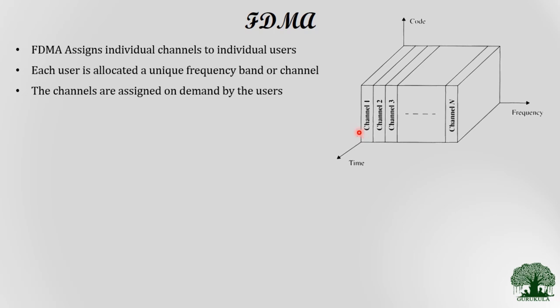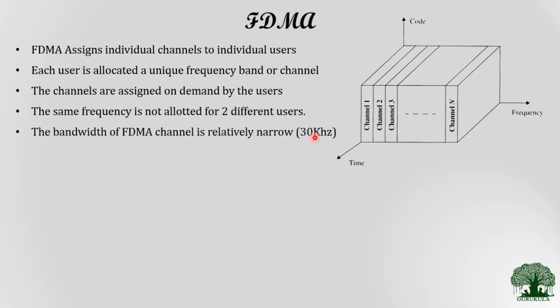The channels are assigned on demand by the users. The channels will be entirely available at the base station, and when each and every user demands a particular frequency, the base station allocates a particular channel to the user. The same frequency is not allocated to two different users, which is known by default.